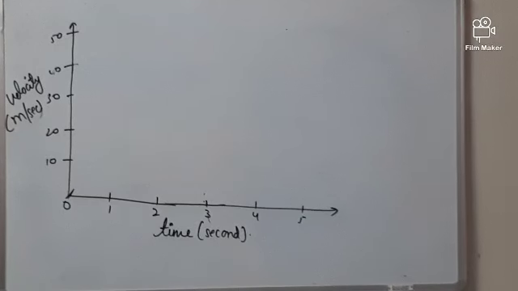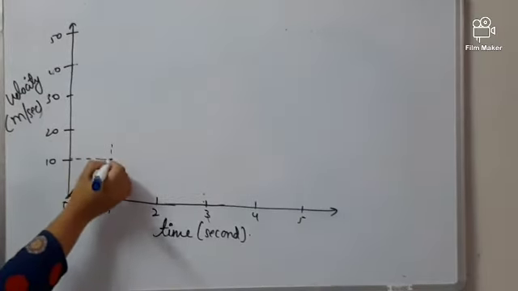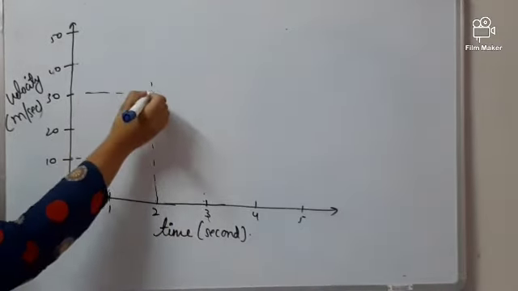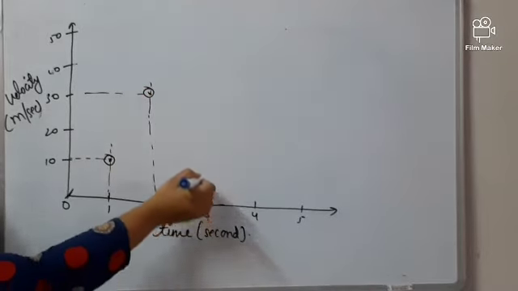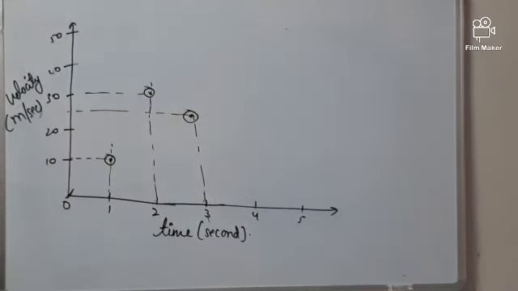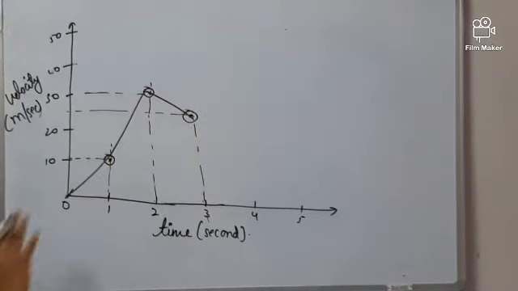So the next is the velocity time graph for non-uniform acceleration. Because it is non-uniform, it will not be a straight inclined line. It can be any curve, any zigzag. So let's say when the time is 1 second, the velocity of the object is 10. When the time is 2 seconds, the velocity of the object is 30. When the time is 3 seconds, the velocity of the object is 25, in between 20 and 30. Now if I have to draw it, it goes like this. So it's not a straight line.